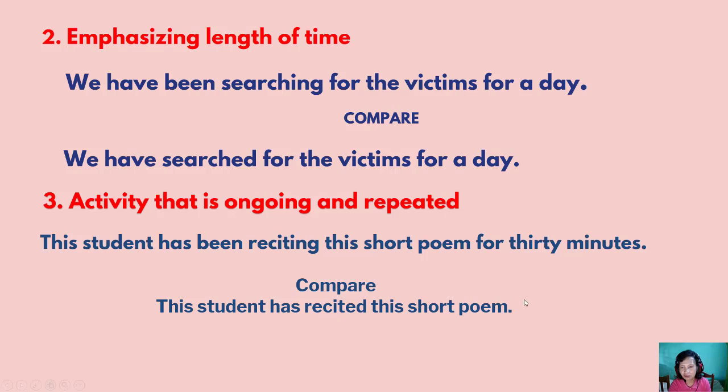If you want to, you can have it twice, just to remind you about the simple present perfect. For example, the student has recited this short poem twice. It means that the activity was done twice, and there is a possibility to do a third. But the first and the second have been finished. While if you use present perfect continuous, the student is still reciting and he is doing it again and again.